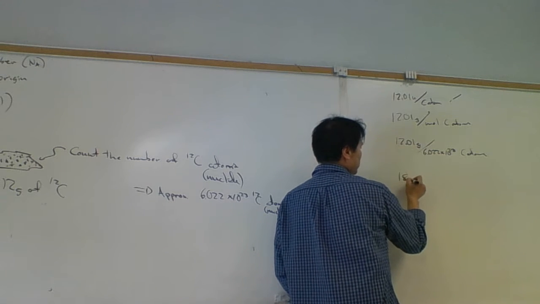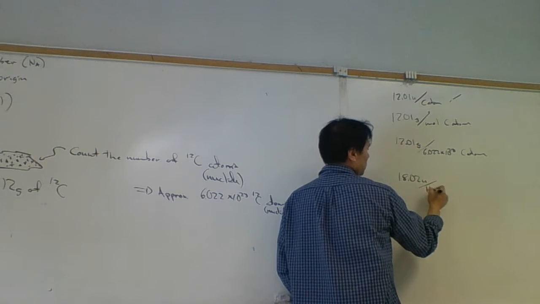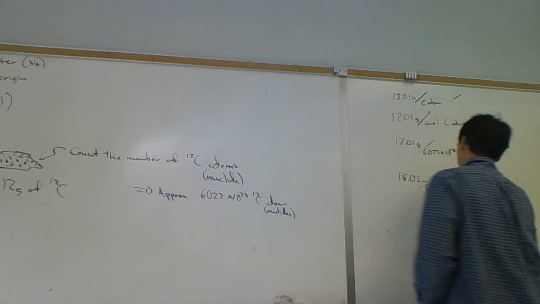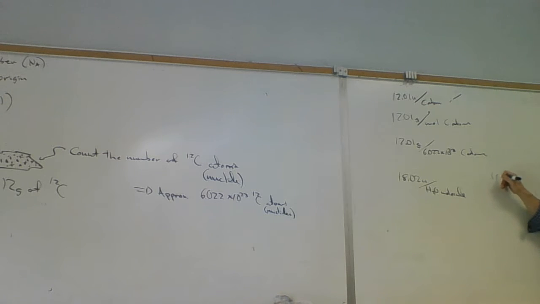The average water molecule weighs 18.02 u per H2O molecule. Well, that means, because of the number relationship that we set over there, that 18.02 grams would be the mass of how many water molecules? A mole of water molecules. How many water molecules in a mole? 6.022 times 10 to the 23rd.